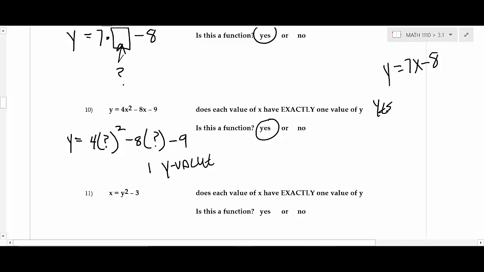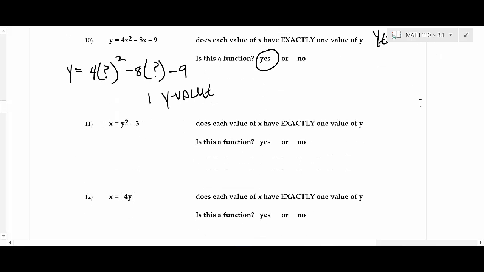Okay. Now look carefully at the next one. There's 2 ways to look at this one. Okay, I'll show you a couple of ways to look at this one now. Okay, so the question is, does every x have exactly one y? Well, let's find out. Okay, let's use something like 1. Let's just let x be 1, and let's plug it in. So you would have 1 equals y squared minus 3.